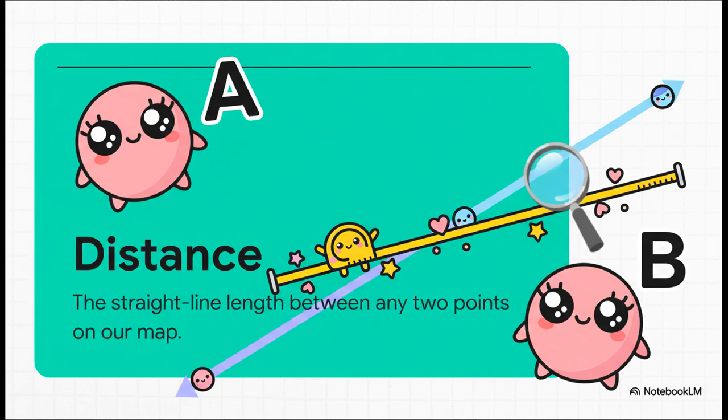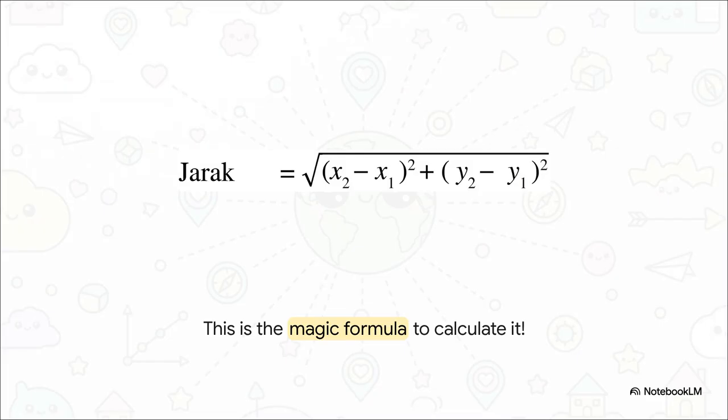If you could take a ruler and measure the perfectly straight line connecting 2 points on our map, well, that length is the distance. It's the absolute shortest path you can take to get from point A to point B. And here's the magic recipe for figuring that out. Now, I know, it looks a little intense at first, but I promise it's not. It's really just a clever math trick.